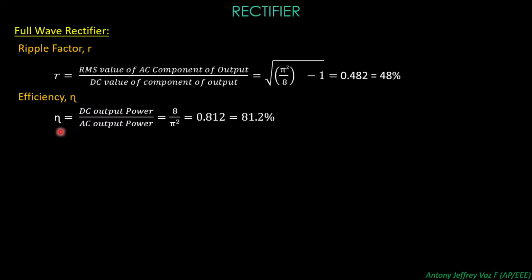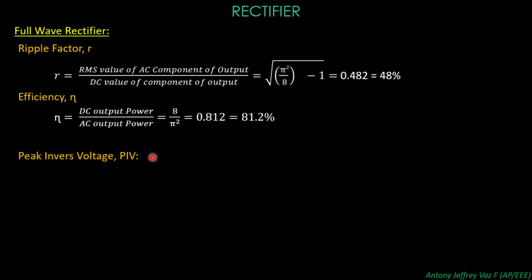Similarly, efficiency is equal to DC output power divided by AC input power. So here you can see 8 divided by pi square. In the previous case you saw 4 divided by pi square, because you were using a single diode. Here you have two diodes. So 8 divided by pi square will give an efficiency of 81.2 percent.